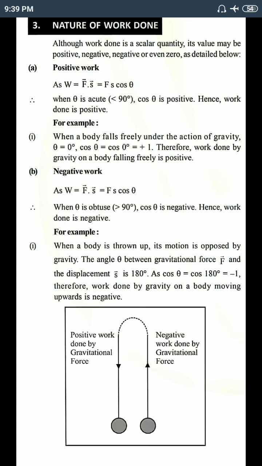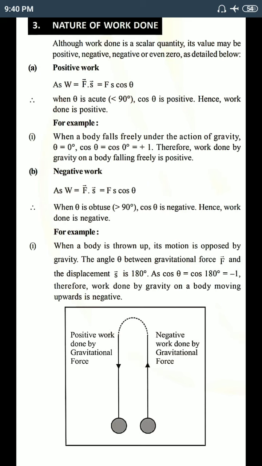the best example of positive work done is free fall. When a body falls freely under the action of gravity, the body is displaced in the same direction as the force applied. Theta equals 0 degree, and cos 0 equals 1. So the work done by gravity on a freely falling body, W equals Fs, is positive work done. For positive work done, theta must be less than 90 degree. Theta is an acute angle, so cos theta is positive. Hence the work done is positive.